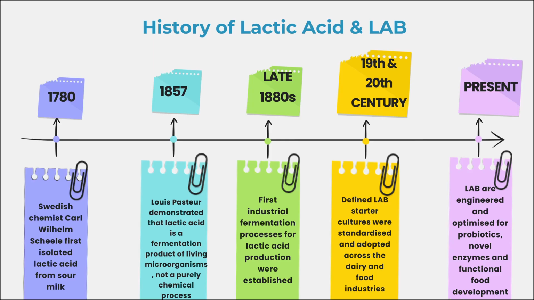This is the history of lactic acid and lactic acid bacteria. In 1780, Swedish chemist Carl Wilhelm Scheele discovered lactic acid from sour milk, and in 1857, Louis Pasteur, the father of pasteurization, demonstrated the production of lactic acid by the fermentation process of living microorganisms, a purely natural fermented product. It is not a chemical process. In the later 1880s, the first industrial fermentation process was introduced for the production of lactic acid, especially for the food industry and leather industry.